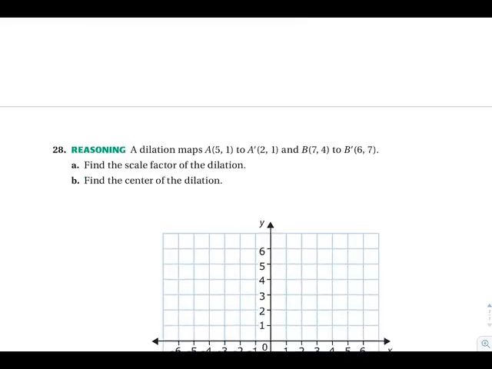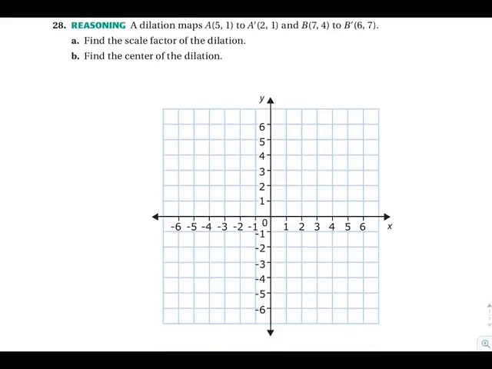All right. So one last interesting one I thought was really good before we just practice some dilations is, what if we have a dilation that maps (5,1), that's A, to (2,1), that's A prime, and (7,4) to (6,7)? Oh, going off the graph twice. Poor planning, Mr. Dilloughery.